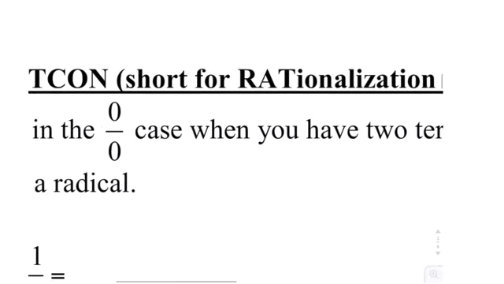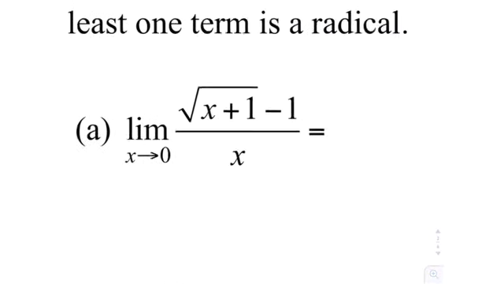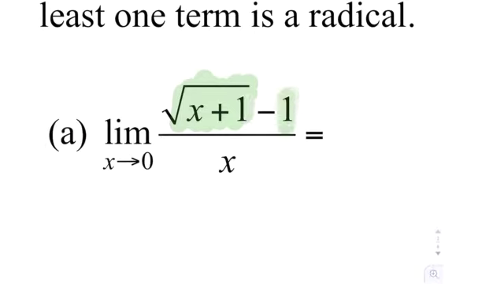So it's going to work well when you get 0 over 0 and you have something that looks like this. Namely, you have two terms where at least one of them has a radical. They could both be radicals, like the square root of x plus 1 minus the square root of x minus 2, blah, blah, blah. And those two terms could be either in the numerator or the denominator.